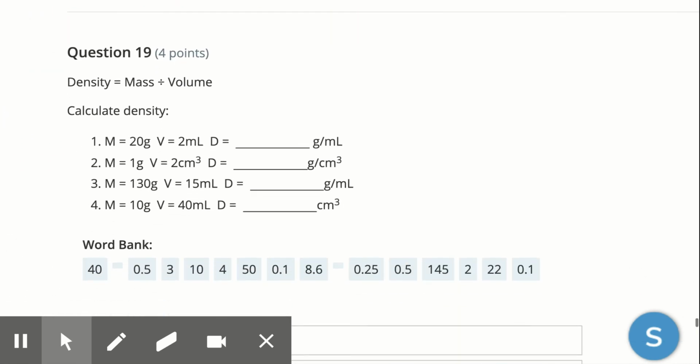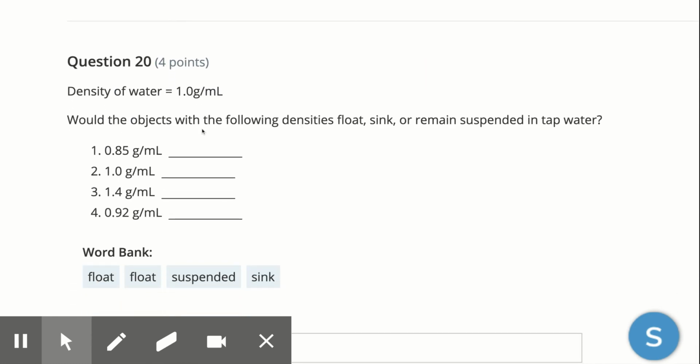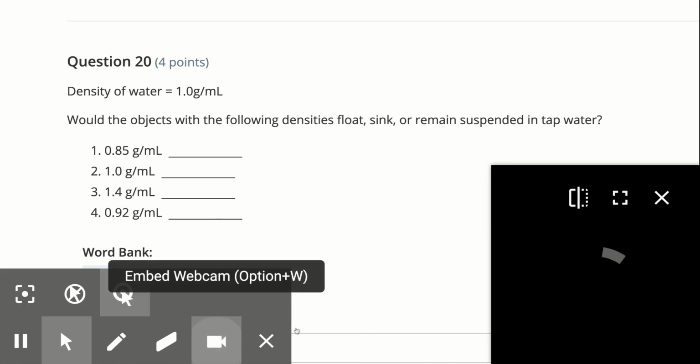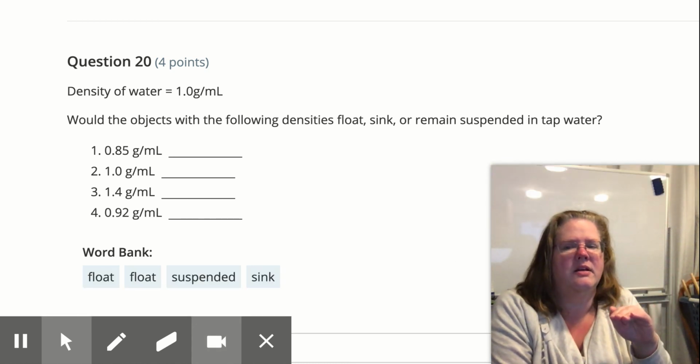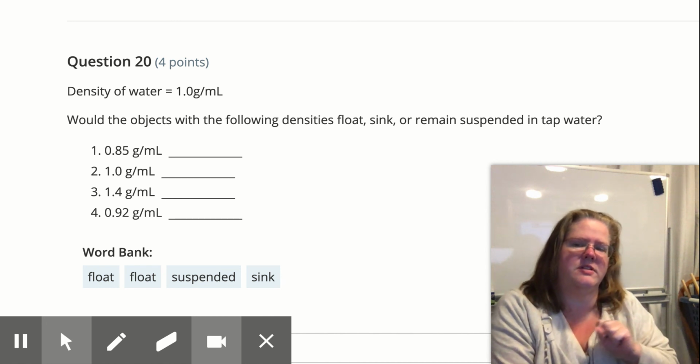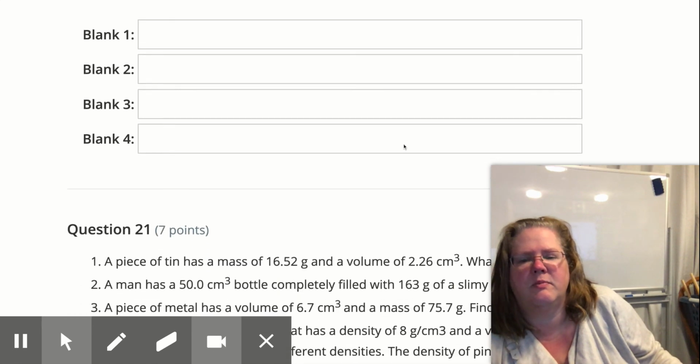All right, here are some nice density problems for you. Density is mass divided by volume. Here's your mass, here is your volume. Do some division. Again, would the objects with the following densities float, sink, or remain suspended in water? Here is the hint. If water's density is 1, if it's greater than 1, it's going to sink. If it is less than 1, it's going to float. And if it's right at 1, really close, it's going to kind of hover. That's called neutral buoyancy. So figure those out. You've got multiple attempts.